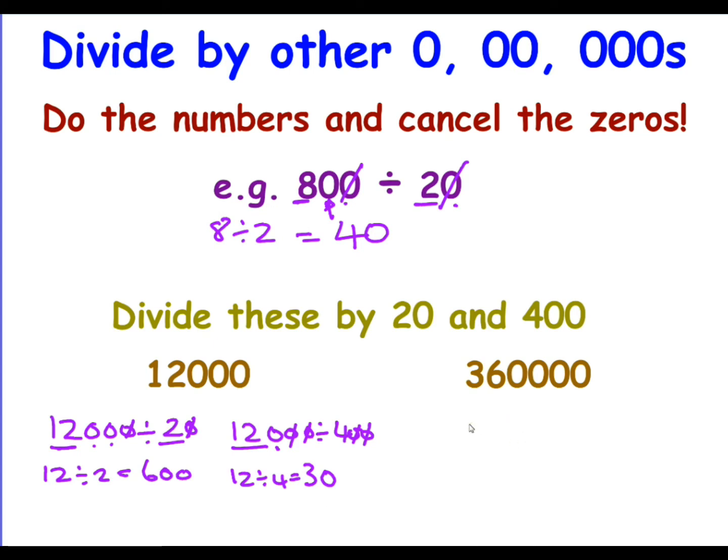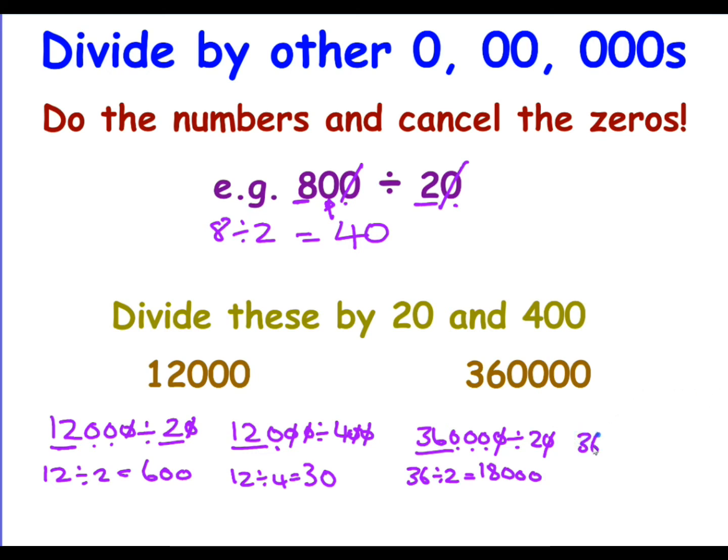For the other number that we've got, 360,000, we're going to divide it by 20. So 36 divided by 2 is 18. We've got a 0 here that we cancel out, so we've got 1, 2, 3 zeros left. So the answer is 18,000.